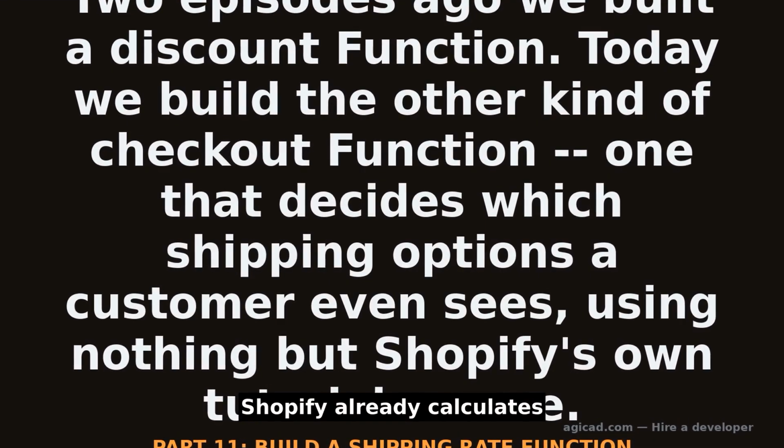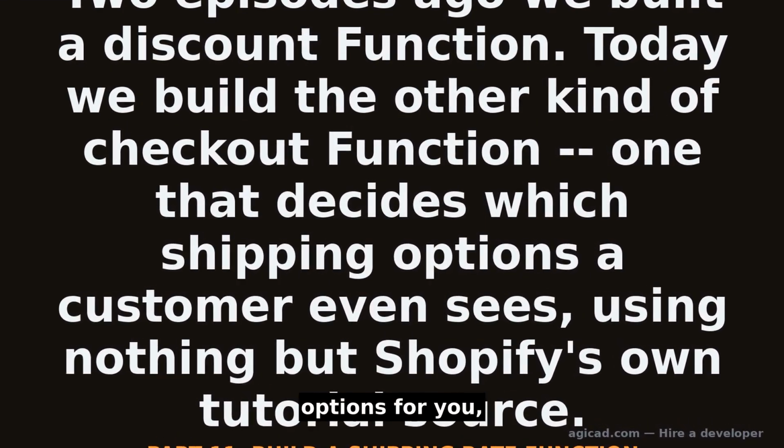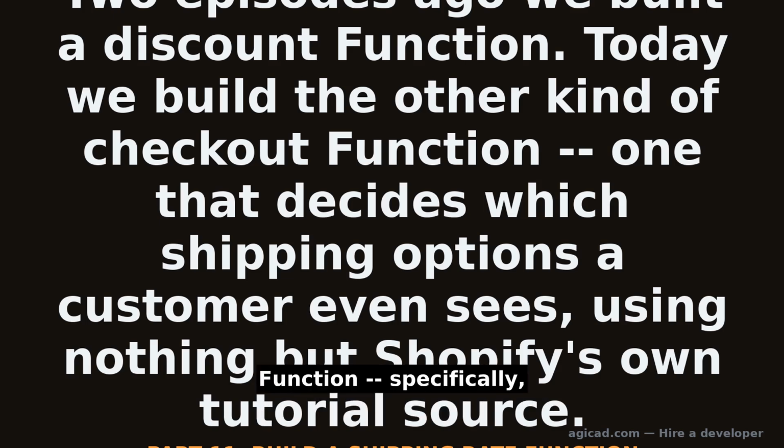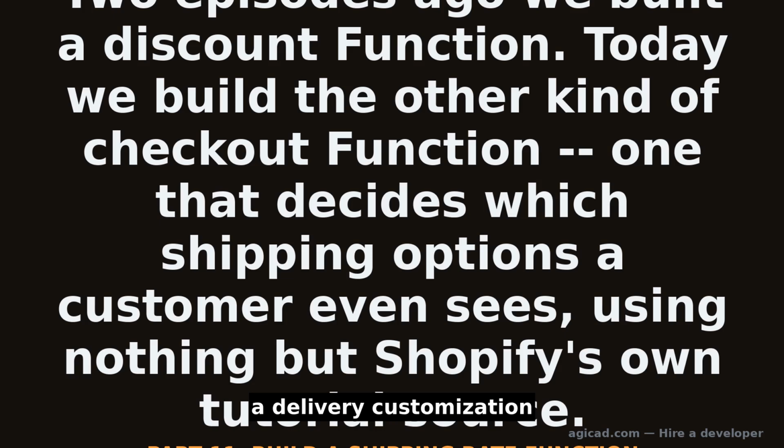Shopify already calculates a customer's shipping options for you, using shipping profiles and carrier rates. What it doesn't do automatically is decide that one of those options should say something different, disappear entirely, or move to the top of the list. That decision is a function, specifically, a delivery customization function.